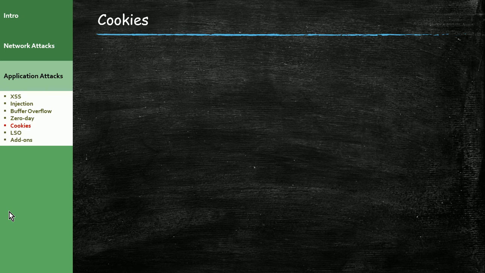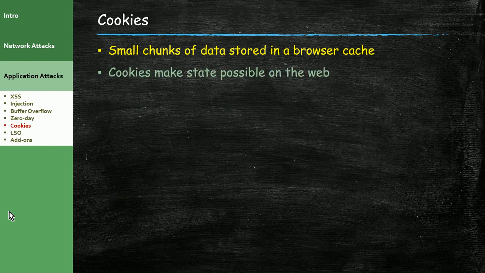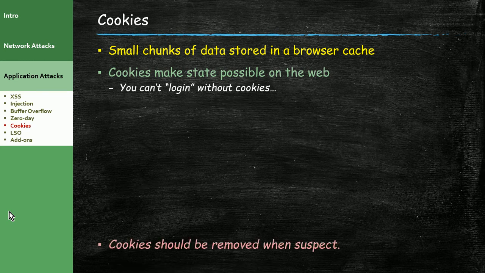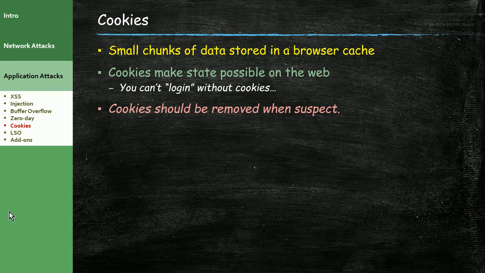So cookies are basically small chunks of data stored in browser cache. Without cookies, you wouldn't be able to have state on the web. The web is inherently stateless, and without cookies, we don't have that concept of being able to log into a website. So if there weren't these things called cookies, we wouldn't be able to log into a website. So they're very important for a variety of reasons, but they can also be used against us.